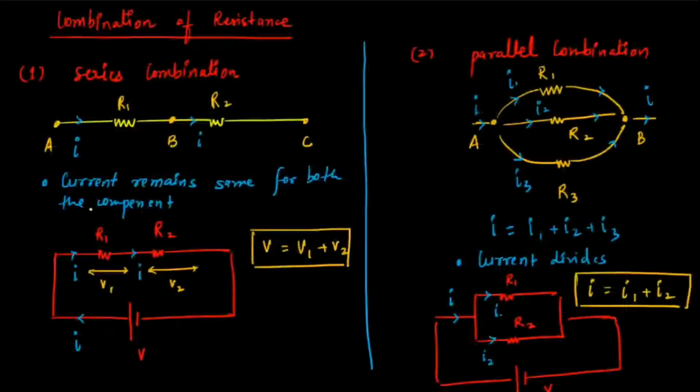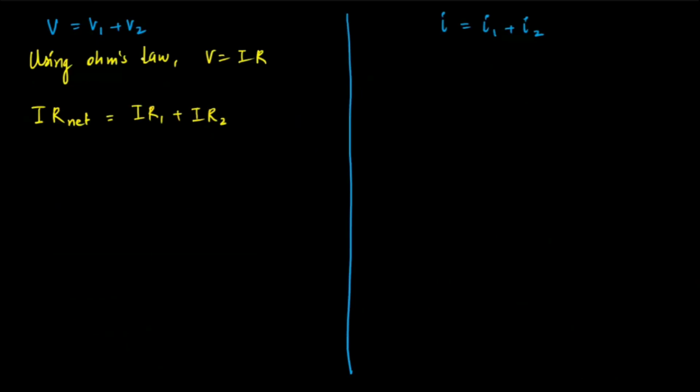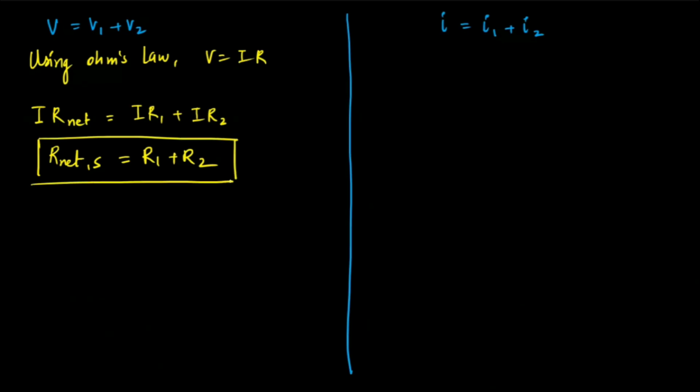Now the question should come to your mind: why do we take I common? Because I is the same for both the resistances. Current is not changing when it passes from one resistance to another, whereas potential is different. So that's why we just substituted the values. So the net resistance in series combination is equal to R1 plus R2. That is the very simple way to calculate net resistance in series combination.